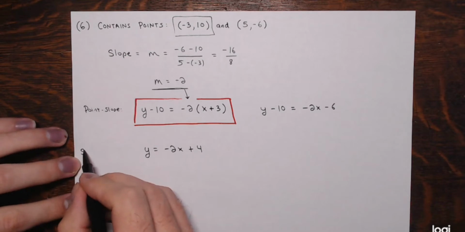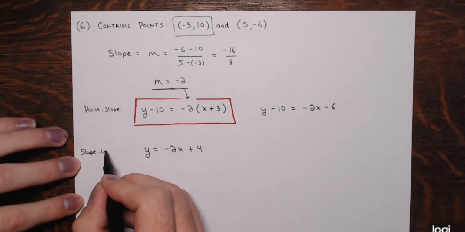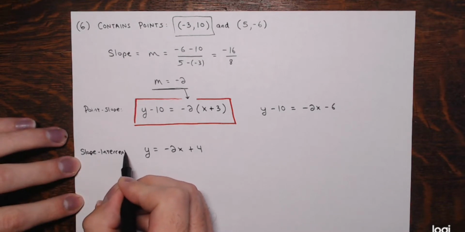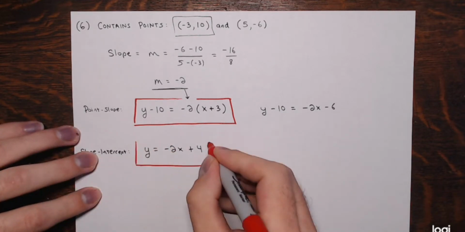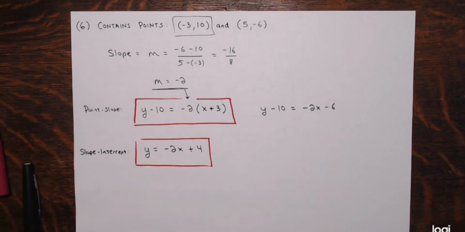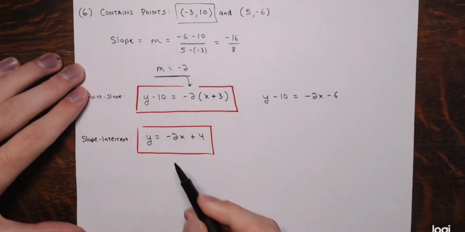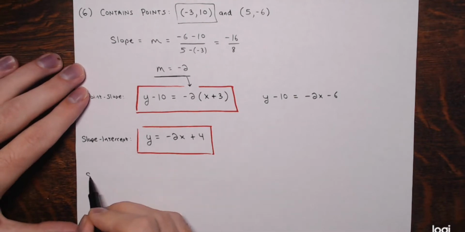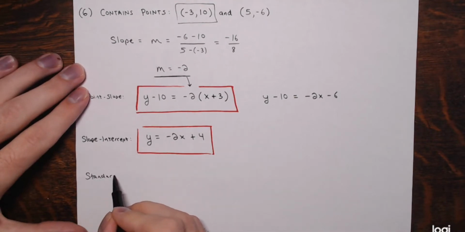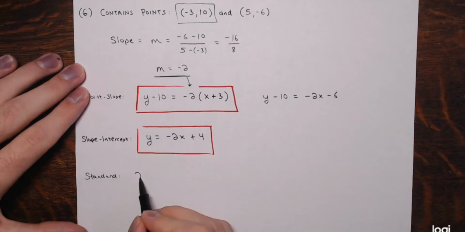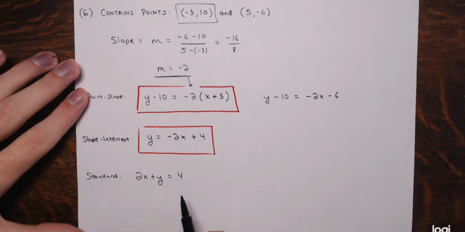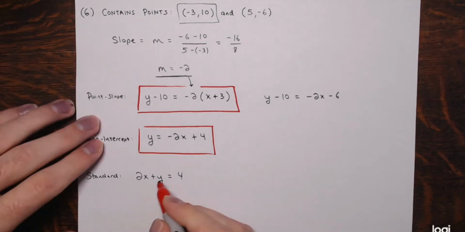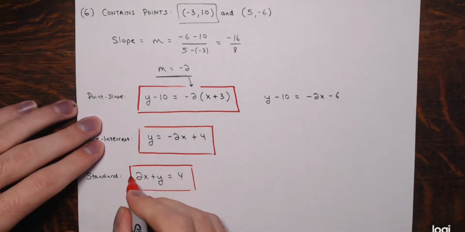There's slope-intercept form. Y equals mx plus b. And again, it's very nice that all these coefficients are already integers. So all I need to do for standard form is add the 2x. You have 2x plus y equals 4. And there you go. All the coefficients are integers like they want in this particular text.